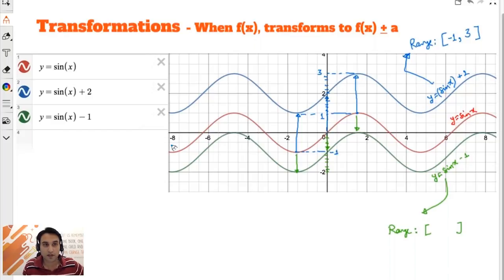Look at the green graph. The maximum value is 0 and the minimum value is -2. So this graph lies between -2 to 0. Any doubt in this, guys? So you should be able to visualize ranges graphically. This is what we are learning here. Right, Tushar, what's your doubt?